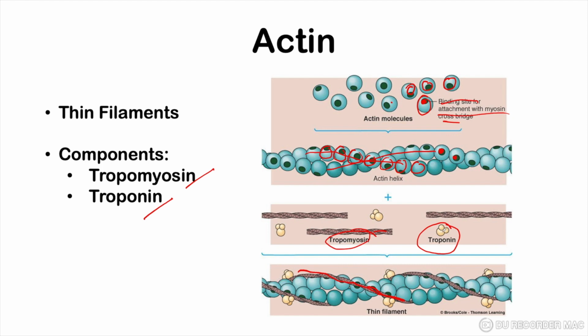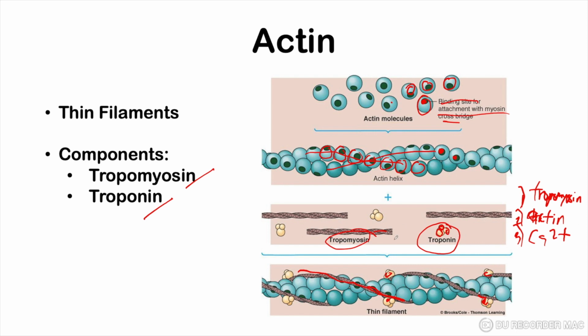Your troponin, on the other hand, is composed of three polypeptides located at specific intervals of your thin filament, and these three polypeptides bind to specific things. The first one binds to the tropomyosin. The next one binds to the actin molecule, and the next one binds to calcium. So your troponin binds to three things: the tropomyosin, the actin molecules, and the calcium molecules.